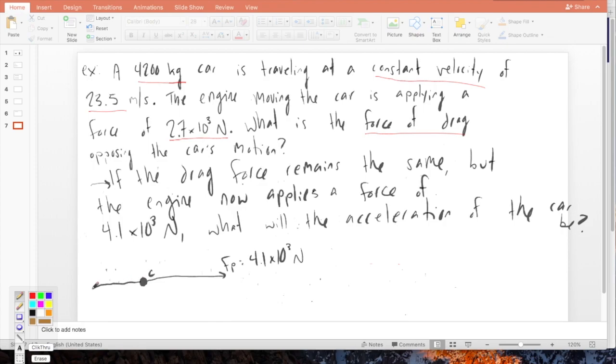And I know that the drag force opposing that, I need to draw a little bit shorter because it's a smaller force. It's the same as it was before, 2.7 times 10 to the third newtons. You can go ahead and call that negative here if you want to in your diagram, or you can just recognize that, hey, left is negative, and let that tell you. I know that the mass of the car also is 4,200 kilograms. So there's everything I know.